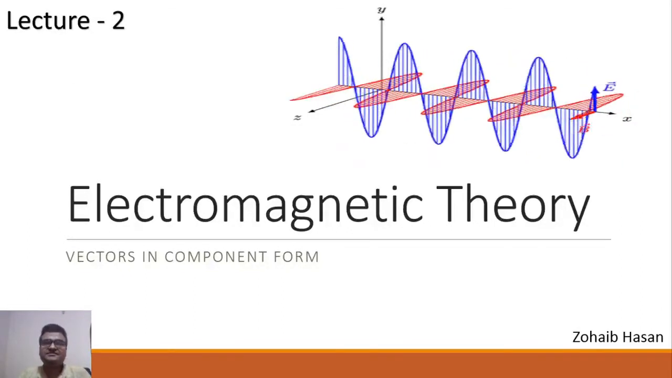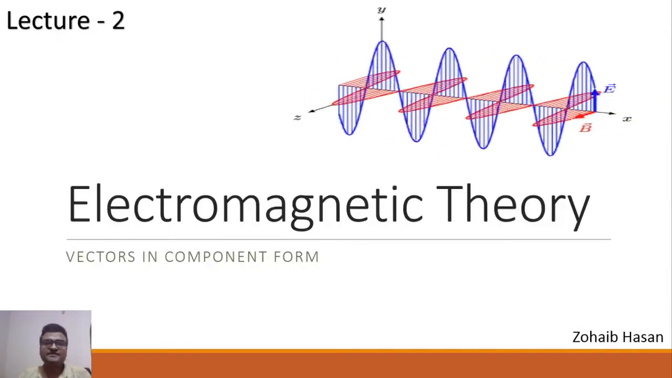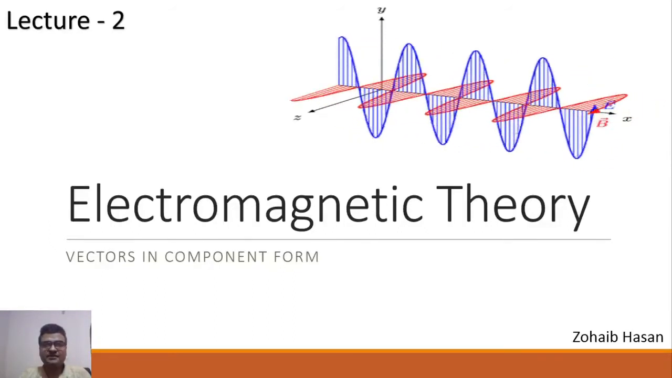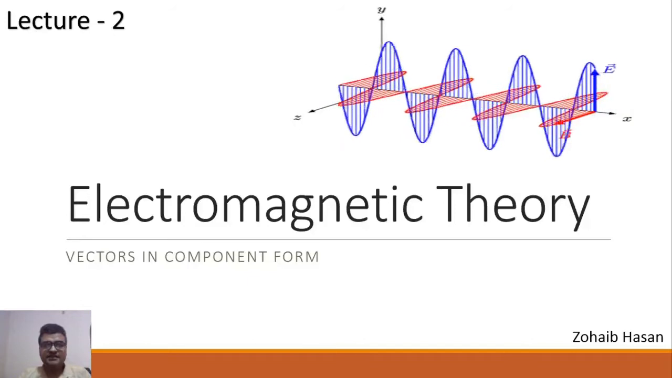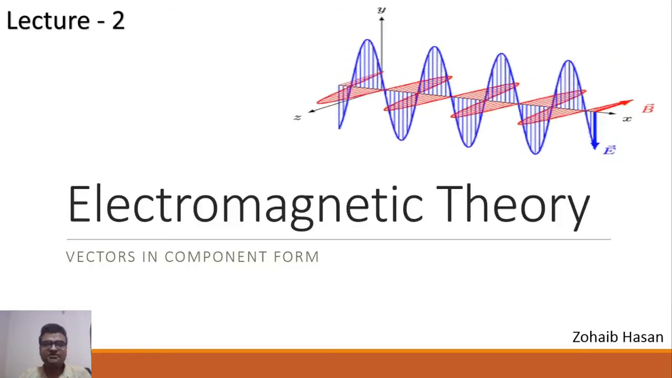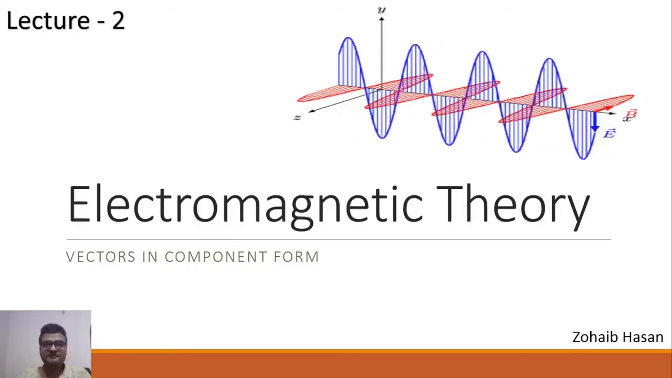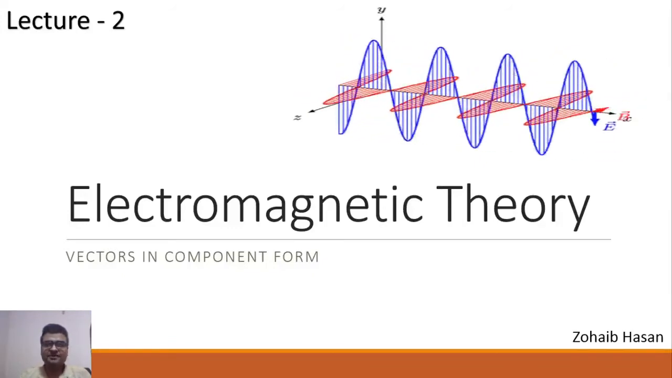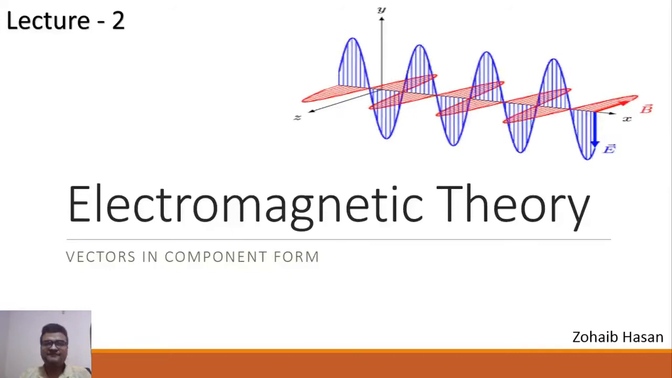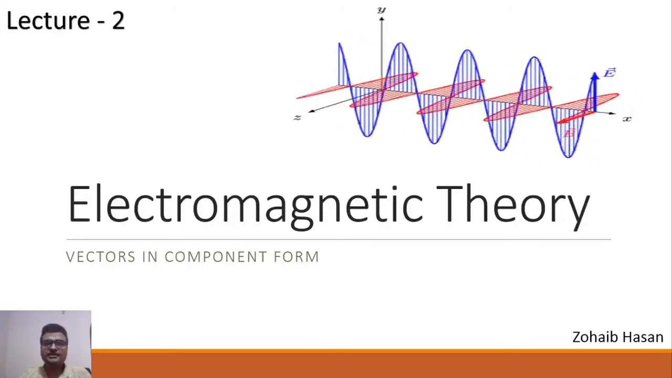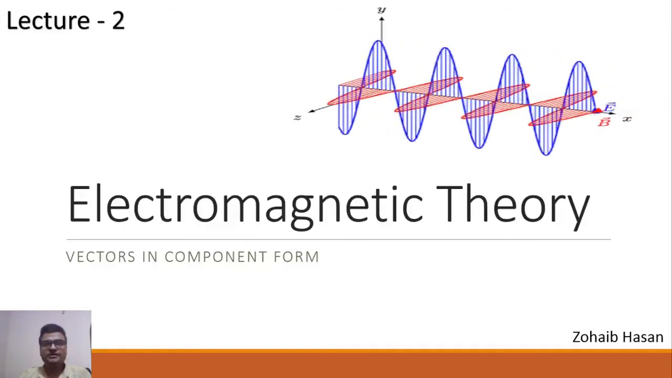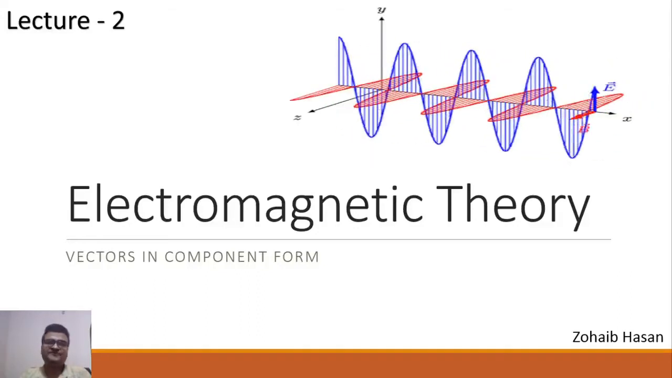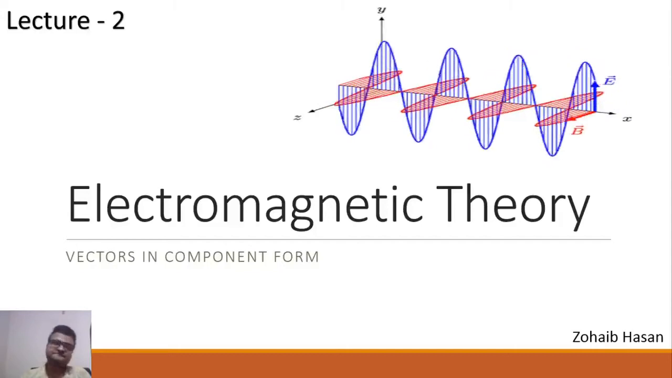Hello learners. Now that we have seen the basics of vector calculus and vector algebra, let us in this video see how vectors can be represented in component form and dealt with like that. We need this component form representation because in electromagnetic theory, in numerical problems, you will see all the vectors in this form only, and we have to deal with them like that.